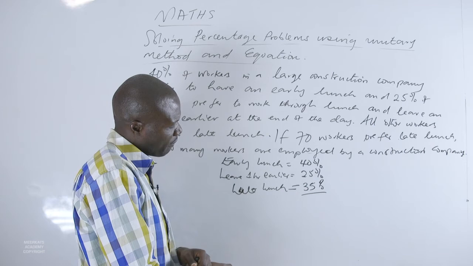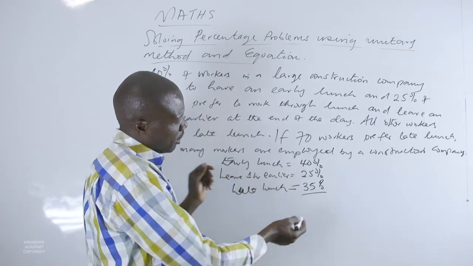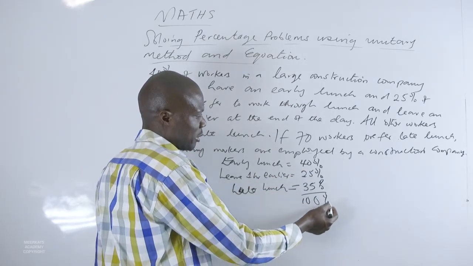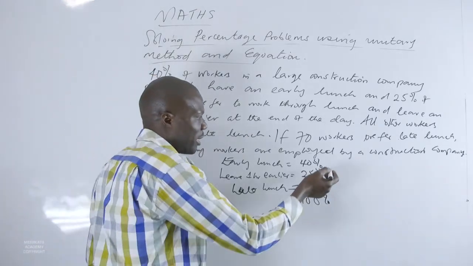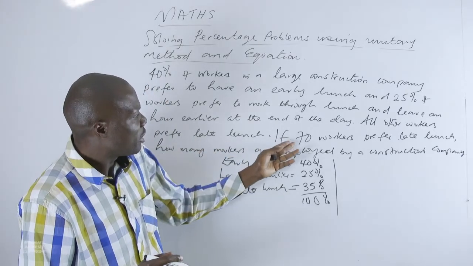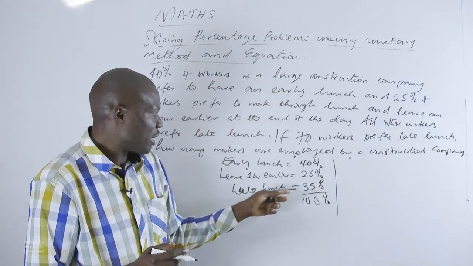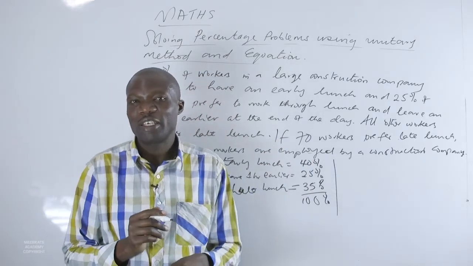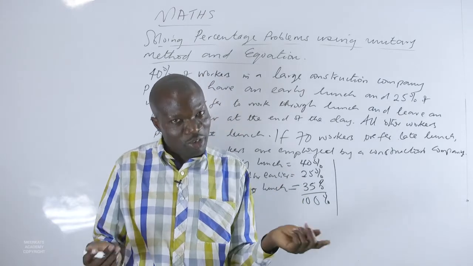When you add this, do you get 100%? Let's see. This is 10, carry 1. 4, 5, 6, 7, 10. Yes, it is 100%. The question tells us that if 70 workers prefer late lunch, and late lunch is 35% only, then what are they saying here? They are saying that 35% is equivalent to 70 workers.